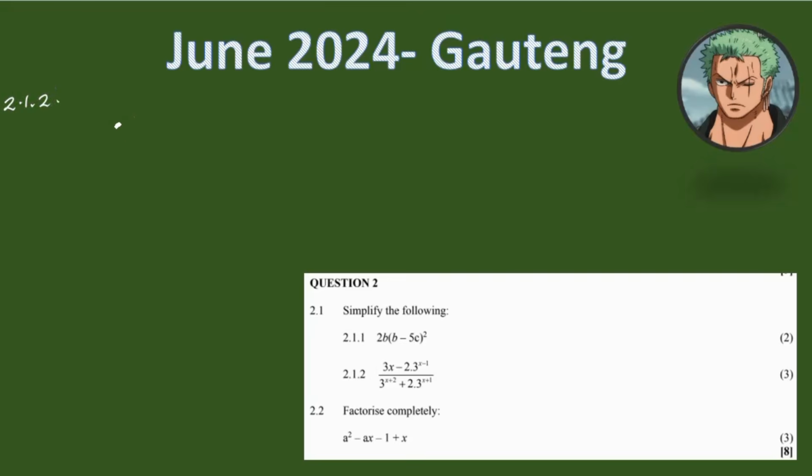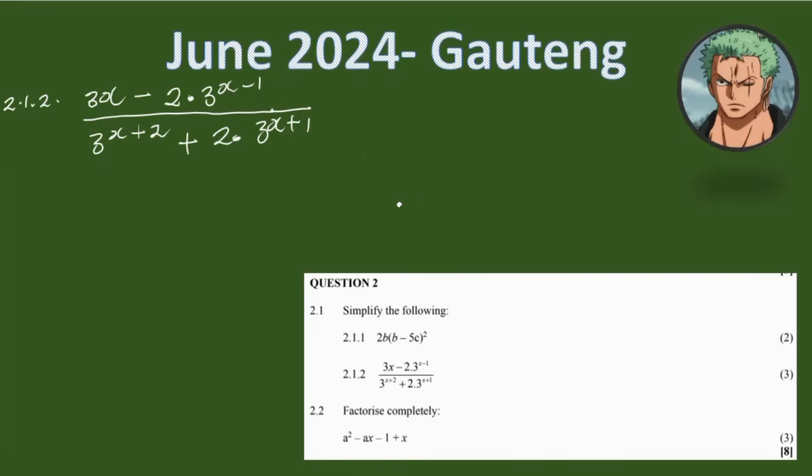2.1.2, remember to number your questions correctly. I have 3x minus 2 multiplied by 3 raised to x minus 1. Those are exponents. This all over 3 raised to x plus 2, and then that whole thing plus 2 multiplied by 3 raised to x plus 1. There we go.